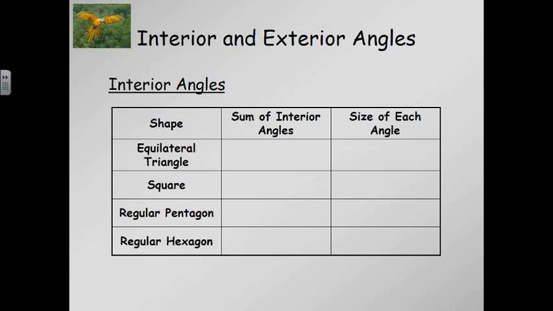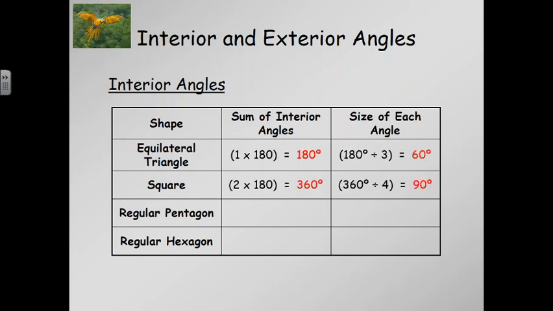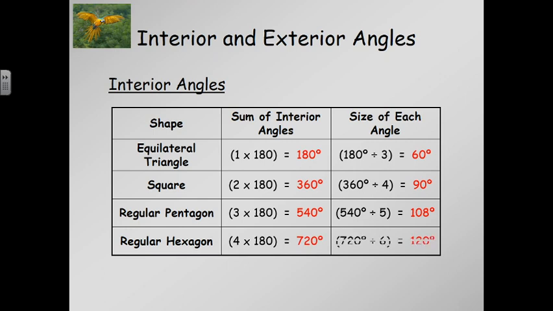If we know the sum of interior angles, we can then find out the size of each angle if it's a regular shape. So an equilateral triangle, which means all three angles are the same, we can just divide by the number of angles. A square, by definition, is only a square if all of those edges are the same. Each one is 90 degrees. Pentagon, we've got 5 angles, so we divide by 5. And a hexagon, we've got 6 angles, so we can divide by 6.